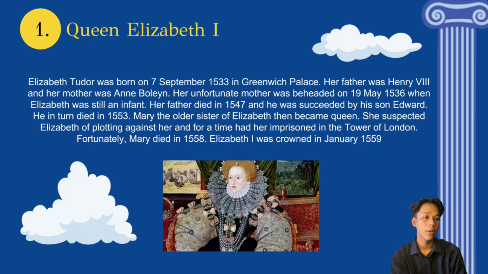I want to explain about the first Queen Elizabeth. Her real name was Elizabeth Tudor, and she was born on 7 September 1533 in Greenwich Palace. Her father was King Henry VIII and her mother was Anne Boleyn. Her unfortunate mother was beheaded on 19 May 1536 when Elizabeth was still an infant.